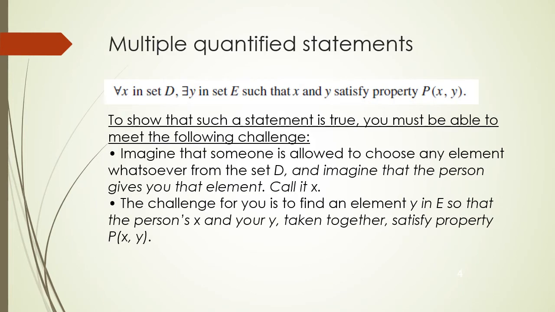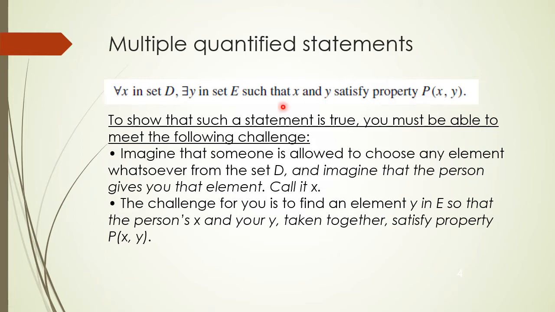The first kind of multiple quantified statements are where the universal quantifier comes first, and then we have an existential quantifier with a certain property. The domain may be different for the universal quantifier and existential quantifier, or the domain may be the same. To show that such statements are true, you need to show that for each and every element in set D, you can find at least one element in set E satisfying this property.